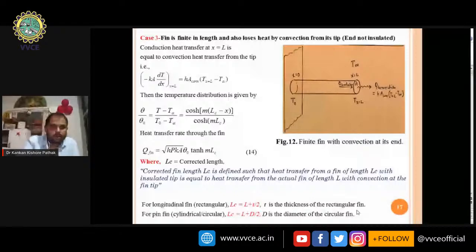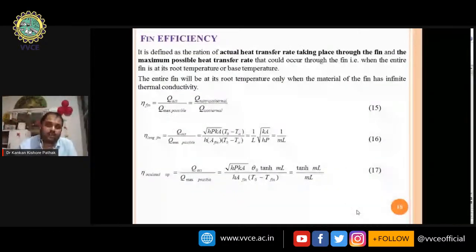Now, considering fin efficiency, it is defined as the ratio of the actual heat transfer rate through the fin to the maximum possible heat transfer rate that could occur through the fin, that is, when the entire fin is at the root or base temperature. That means we can define fin efficiency as the heat transfer through the non-isothermal fin to the heat transfer through the isothermal fin. Now, for the efficiency of a long fin, substituting all the values from previous slides for an insulated tip, we get this type of equation.